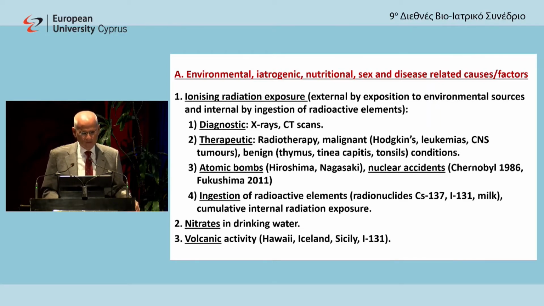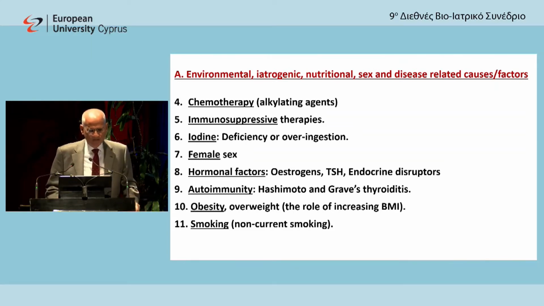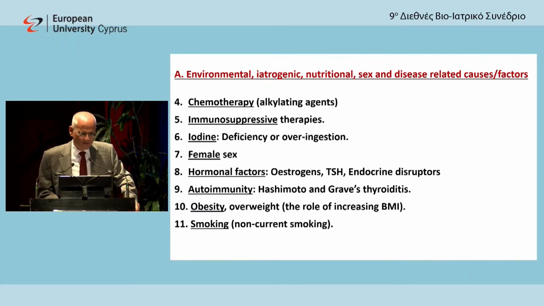Other risk factors that have been associated include nitrates in drinking water. Countries with volcanic activity like Hawaii, Iceland, and Sicily have had higher incidence rates. Chemotherapy, unfortunately, which we use to eradicate cancer, with alkylating agents, can cause second cancers, and also thyroid cancer. Immunosuppressive therapies, iodine deficiency, female sex as we have seen before, hormonal factors, estrogens, and endocrine disruptors, very important, like phthalates, BCPs, and others which are very abundant in our environment.